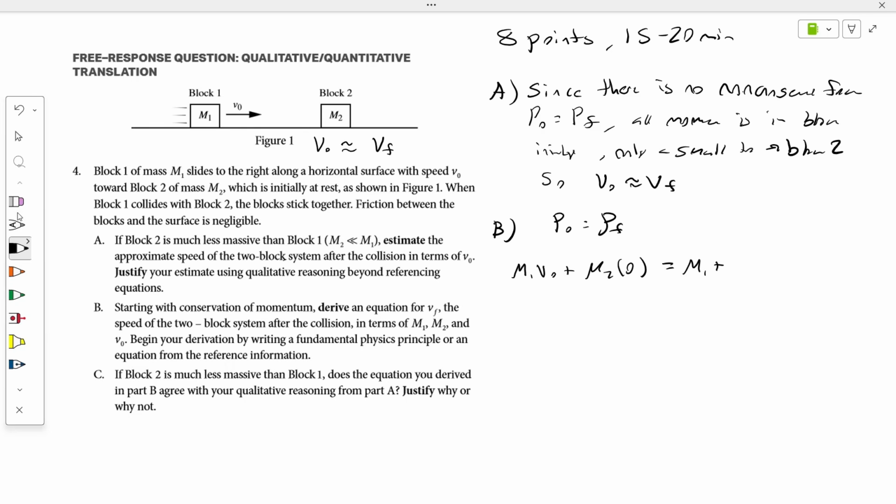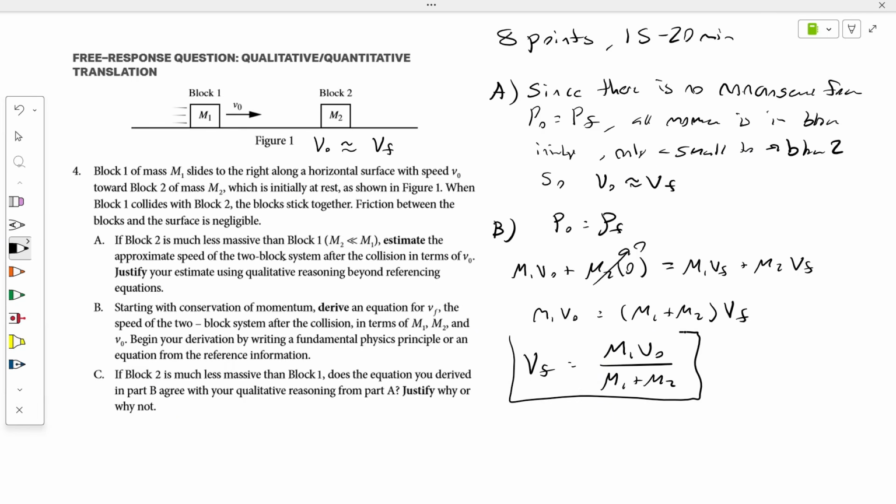Actually, I'll write this out fully first: this m1 is going to have a v final, and this m2 is going to have a v final. Okay? And so this just goes to 0 because it's not moving. And so we just get m1 v naught, and then we can factor out v final and get m1 plus m2 times v final. And so we can write this in terms of v final, which equals m1 v naught over m1 plus m2.